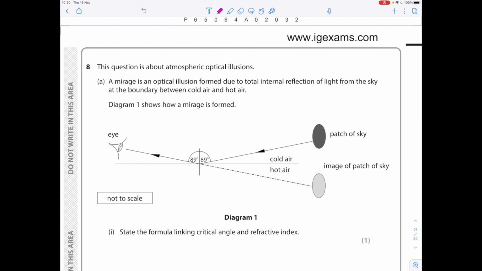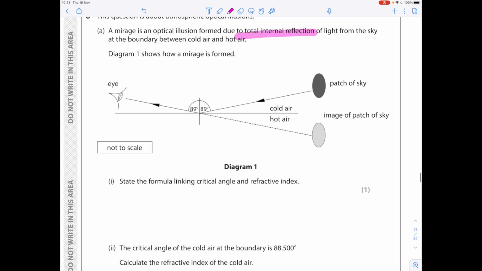This question is about atmospheric optical illusions. A mirage is an optical illusion formed due to total internal reflection of light from the sky at the boundary between cold air and hot air. Diagram shows how a mirage is formed. State the formula linking critical angle and refractive index.